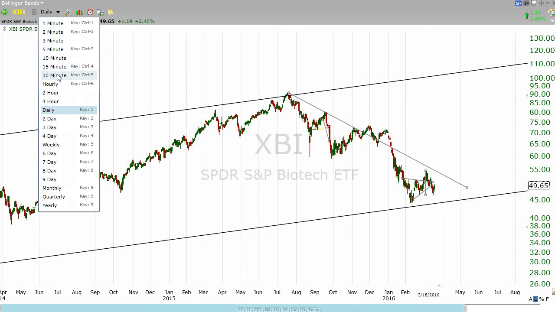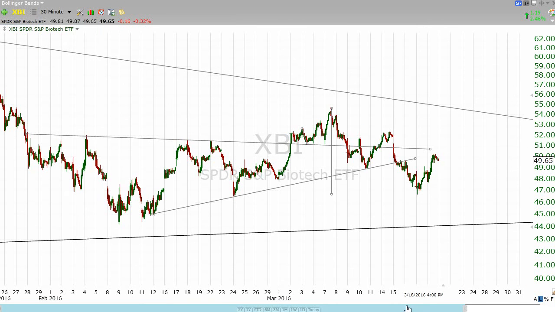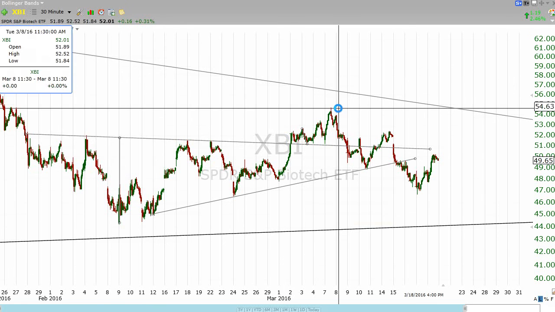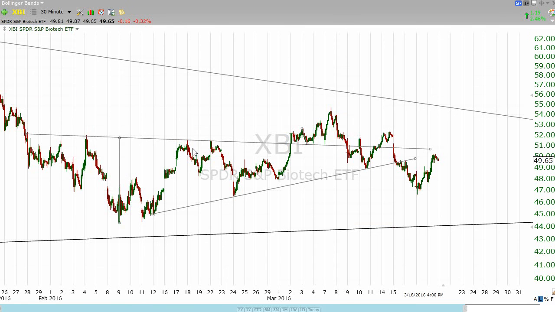If we move into a 30-minute chart, you can see there was an inverted head and shoulders pattern right here. Interesting to note, the pattern had a depth of this depth right here. It looked like it was breaking out, reached about 54 and change, then the breakout failed. The pattern failed.